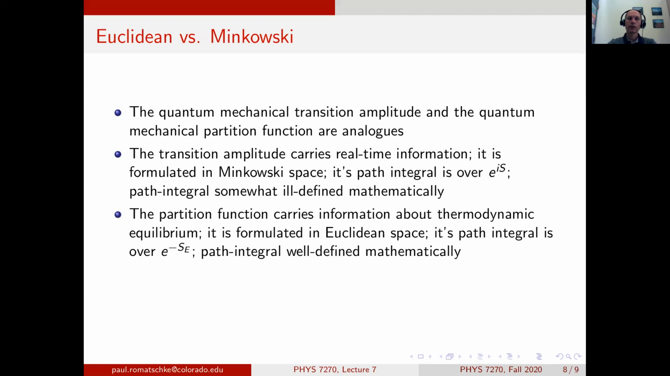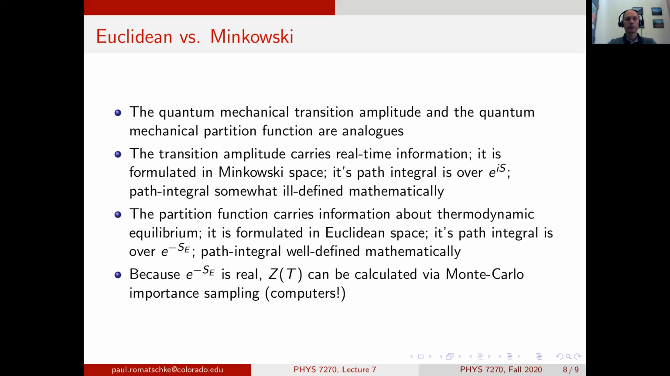For the partition function, that object carries information about the thermodynamic equilibrium. It is formulated in Euclidean spacetime, and it's a path integral of e to the minus S_E. Because all the integrals are essentially falling exponentially for large values of the fields, all steps of this path integral are well defined mathematically. So we can talk about different discretizations of the path integral. All of these are well defined. So from that point of view, it is a much better behaved object mathematically.